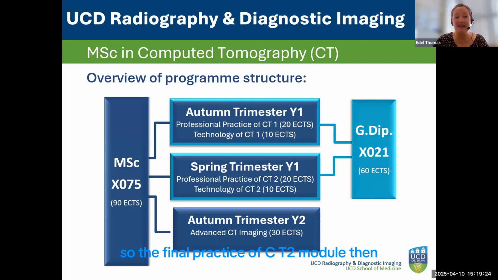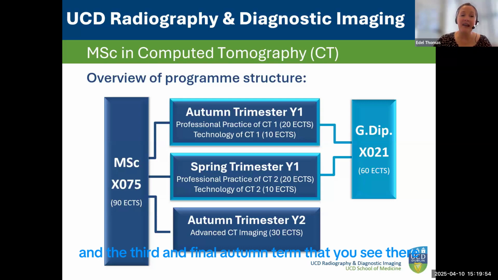For the professional practice of CT2 module, the students would study body imaging at that stage. So all of the organs, all of the trunk, legs, arms, and different things like that in terms of their professional practice. And with technology of CT2, they go further in relation to learning about radiation dose and optimization in CT, quality assurance in CT, facility management, and so on and so forth.